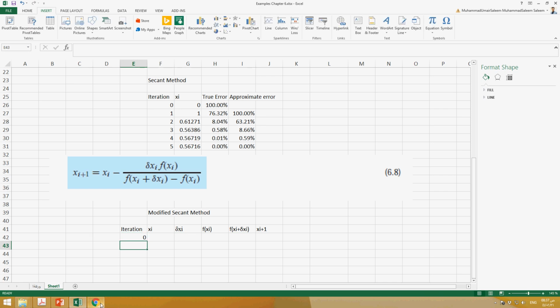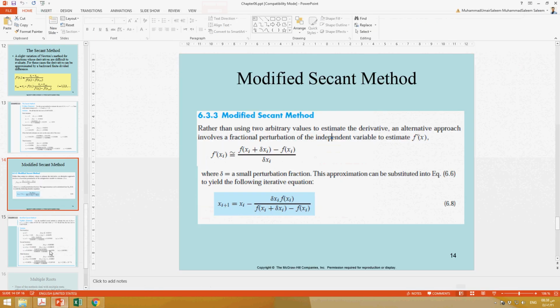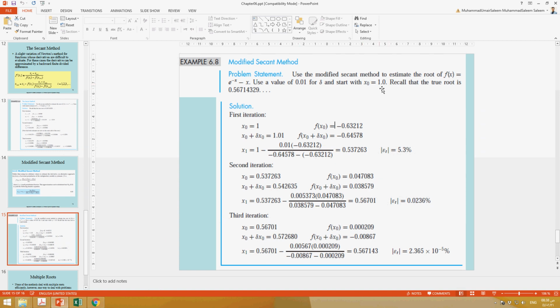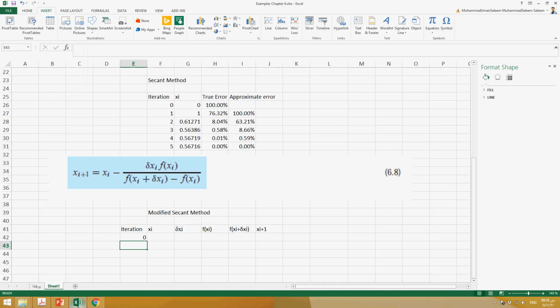For the first iteration we have the values. For example, in this question, the value of xi is 1 and the very small increment is 0.01. So the very small increment is actually equal to 1 multiplied by 0.01, that is delta multiplied by xi. Now you can find f(xi). Again, you have the same function, 2.718 raised to the power minus xi, minus xi. So this is actually f(xi).